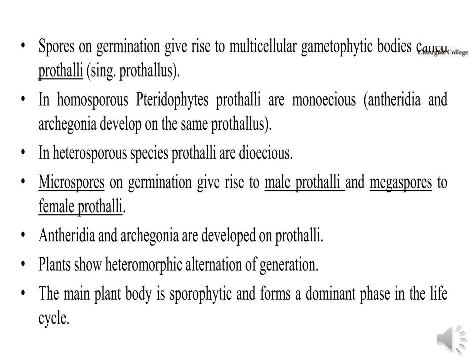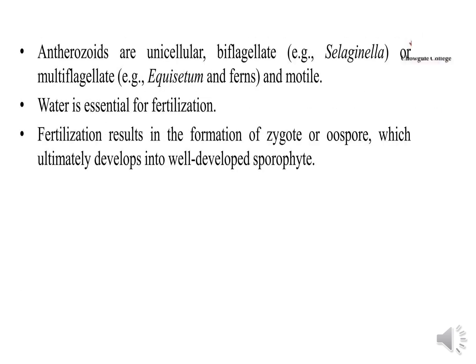Plants show heteromorphic alternation of generation, and the main plant body is sporophytic and forms the dominant phase in the life cycle. Heteromorphic alternation means that pteridophytes have two types of life forms, one diploid and the other haploid, and because these two different forms are found in the same life cycle, we call it the heteromorphic alternation of generation.